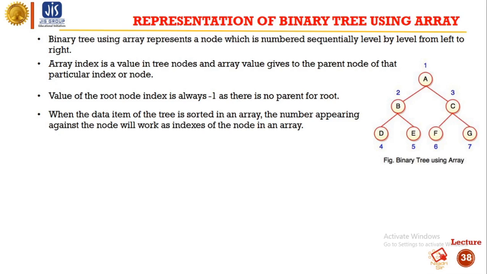This is how a binary tree has been represented using an array. As you can see, the size is 7 because it has a maximum of 7 nodes. The index value of A is 1, B is 2, C is 3, D is 4, E is 5, F is 6, and G is 7.